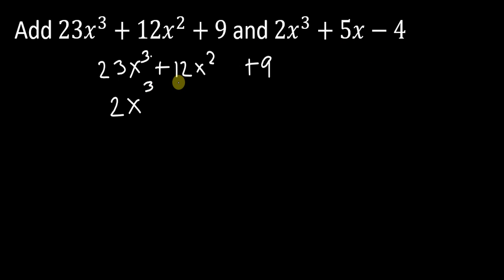Napapansin nyo, yung una is 12x squared. Then ito, 5x, walang square. So, that is plus 5x. So, wala siyang katapat. Then, minus 4.